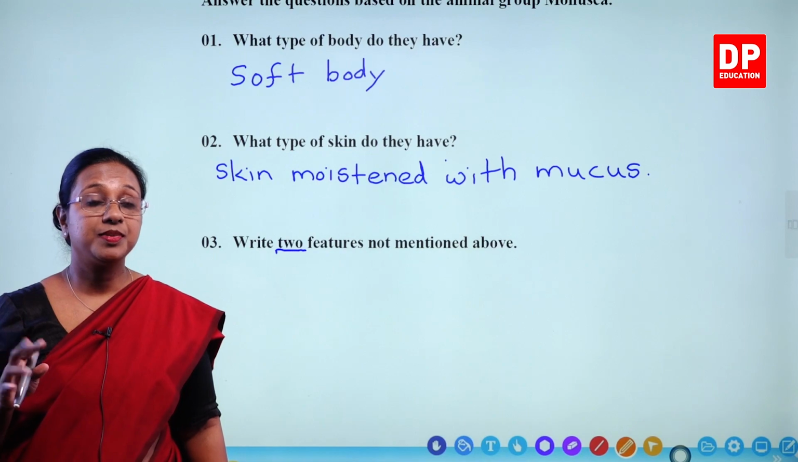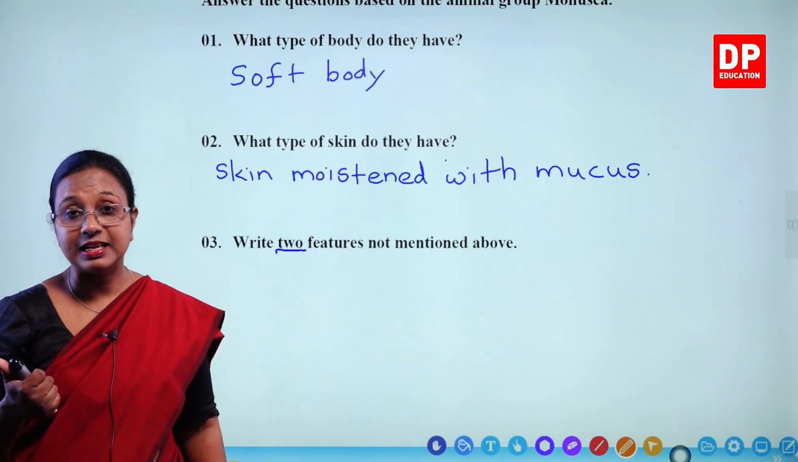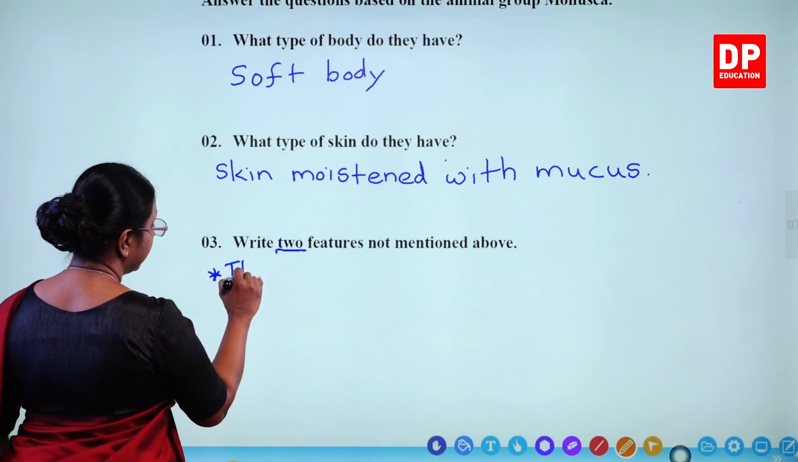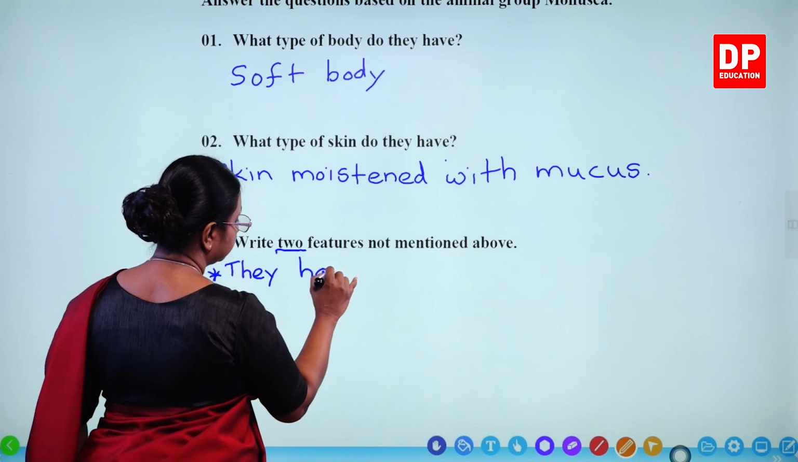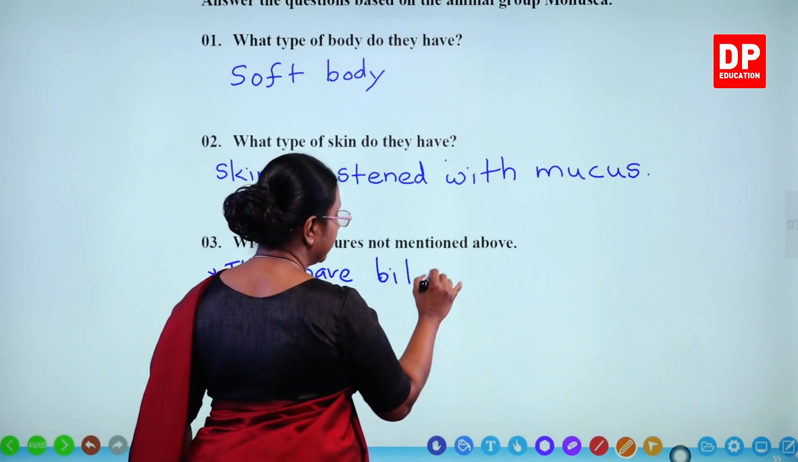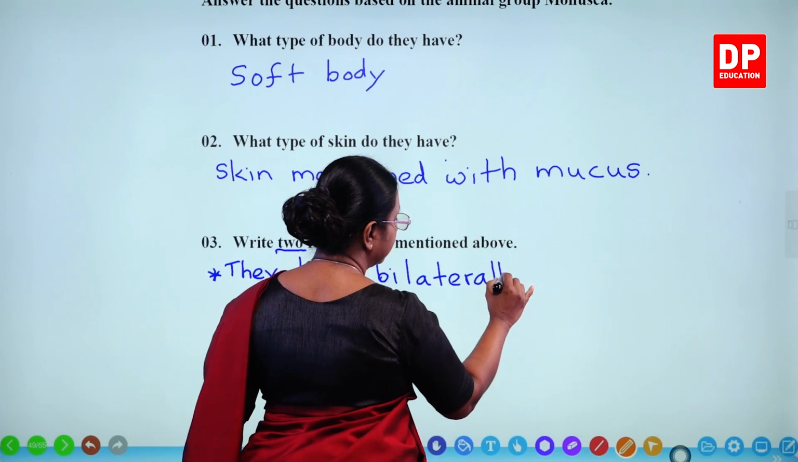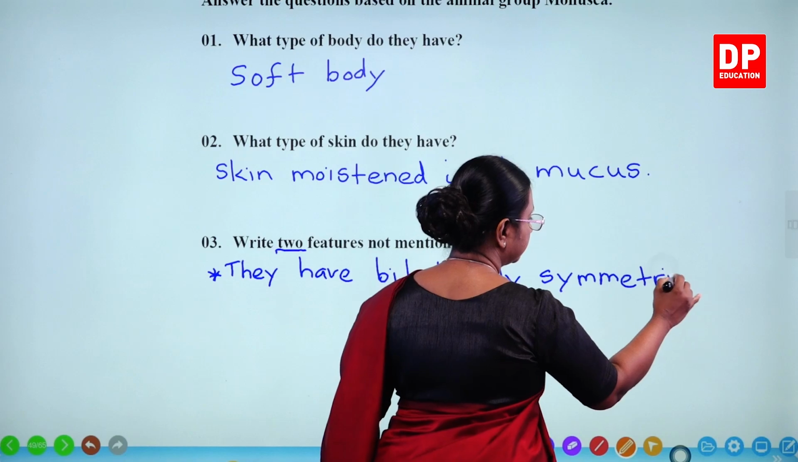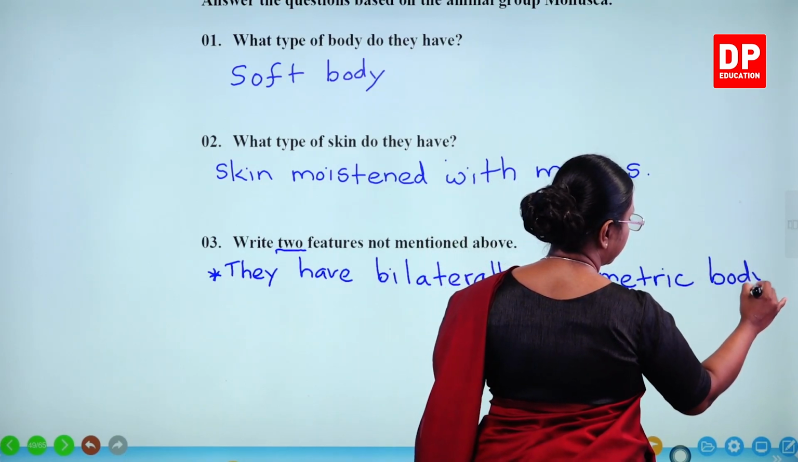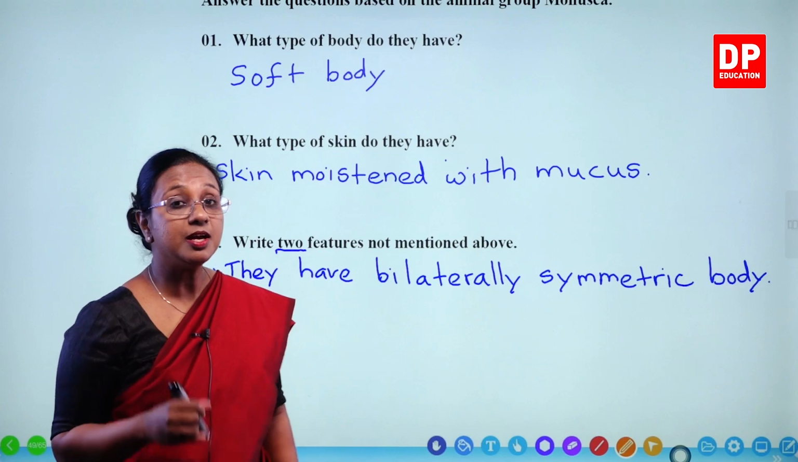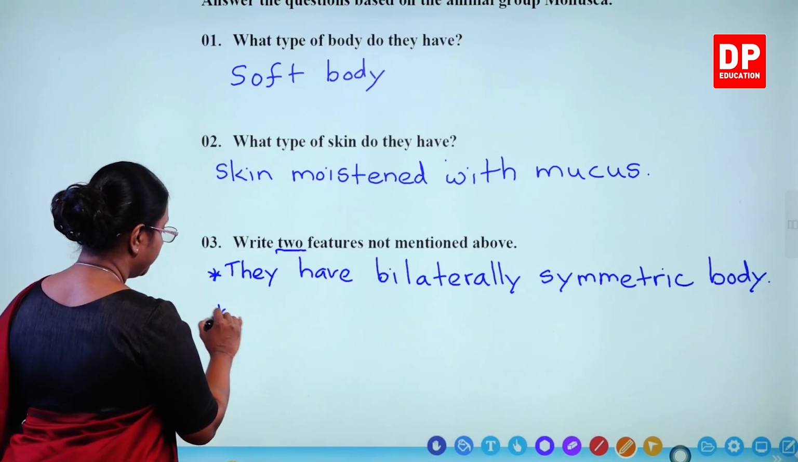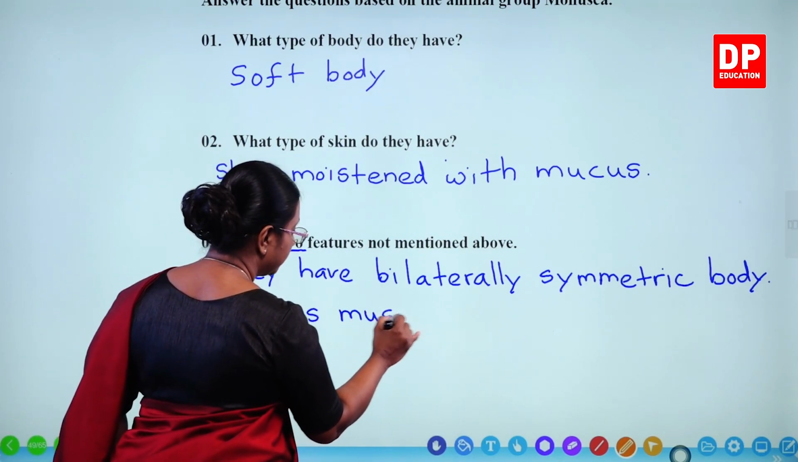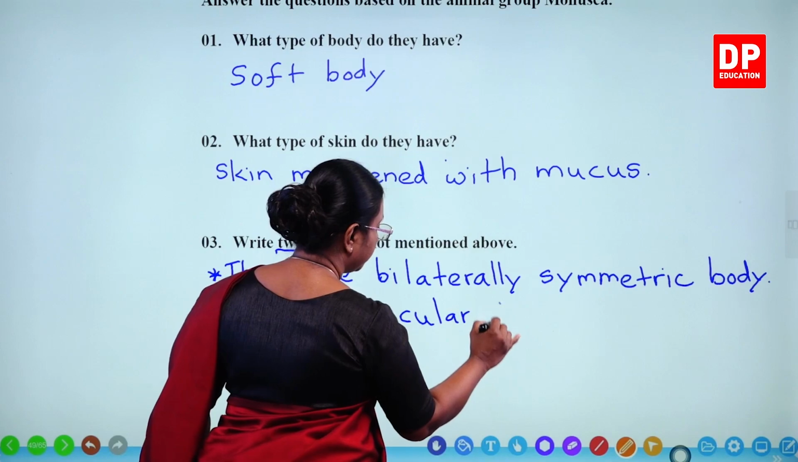What can you write? They have a bilaterally symmetric body. What else can you say? They have a muscular foot. Possess muscular foot.